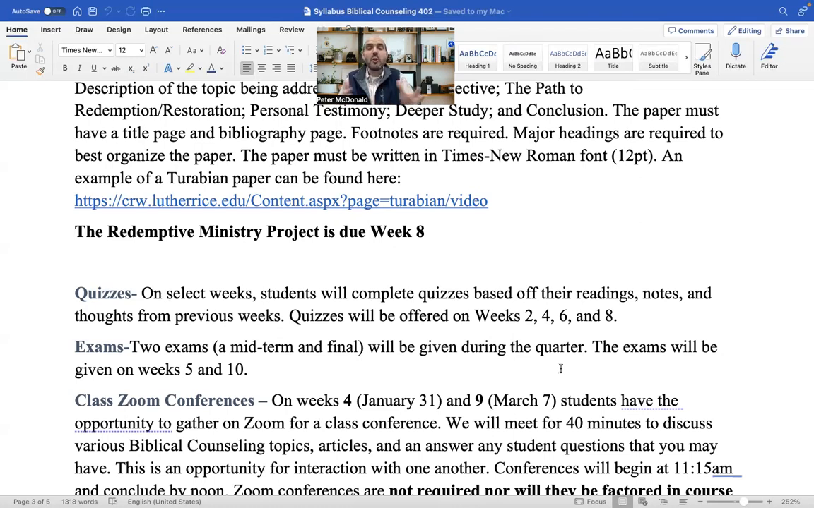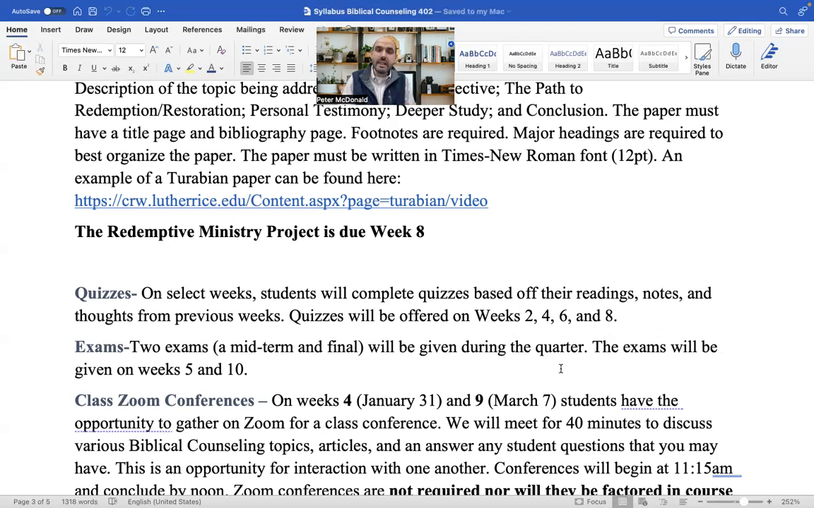From this point forward, you have an entire quarter to write this paper, to write 6 to 8 pages. This is the major assignment for this course. I'm not asking you to do book reviews. I'm not requiring a lot of extracurriculars, but what I am asking you is to respect the timeline. So it's due on week 8.